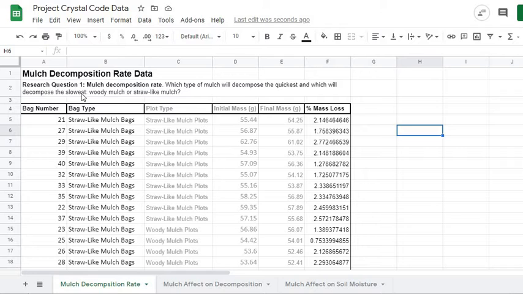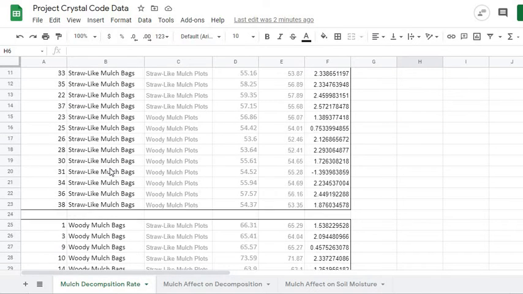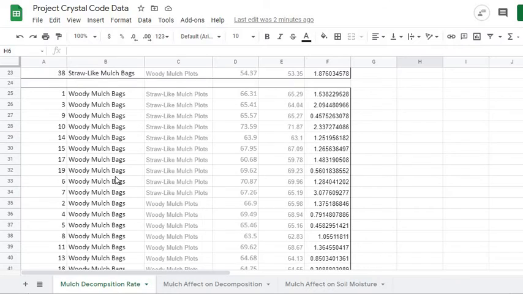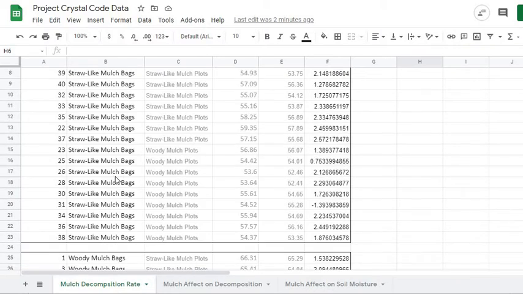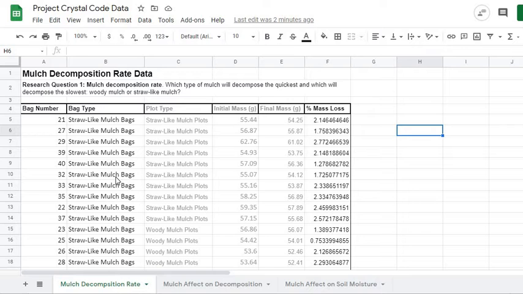So first of all is our question about mulch decomposition rate. Which type of mulch will decompose the quickest and which will decompose the slowest? Woody mulch or straw-like mulch? So what we have here is the data from all of those mulch bags that were placed out at the plot. We had bags filled with straw-like mulch and bags filled with woody mulch. The numbers are just the numbers 1 through 40 of each of those bags.